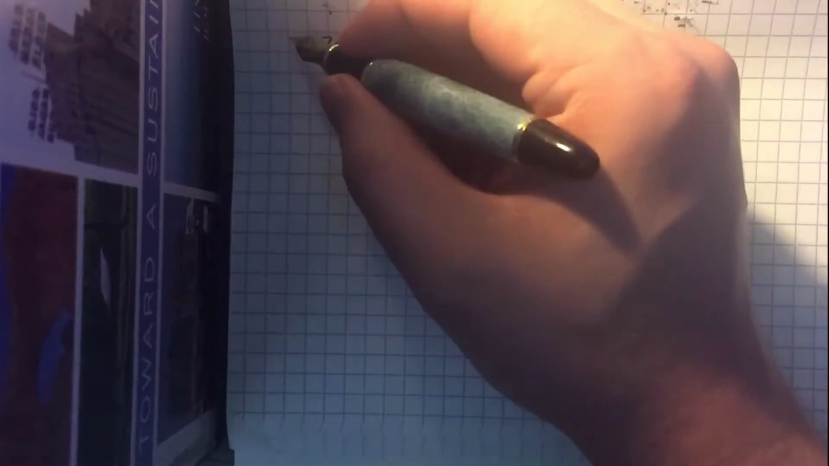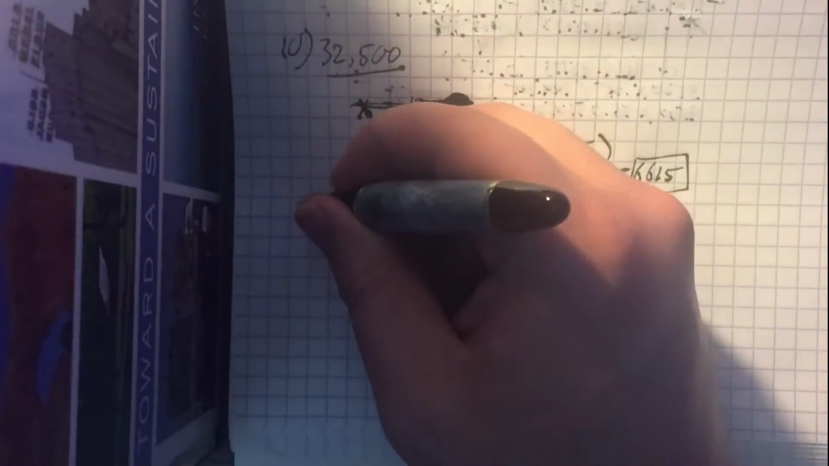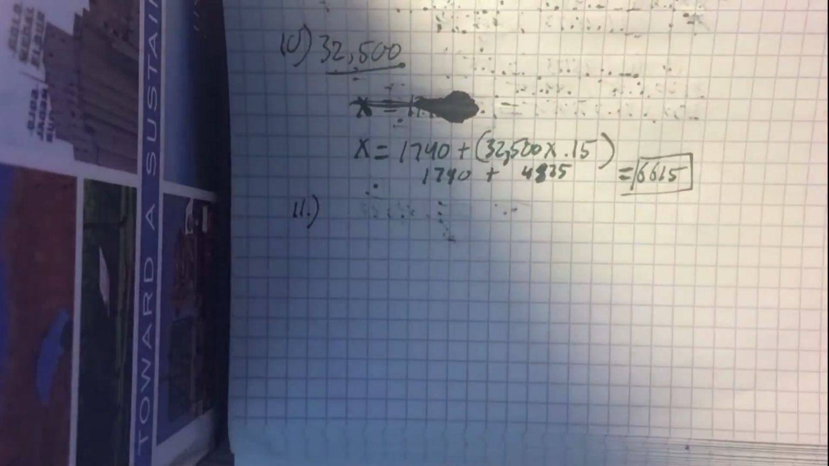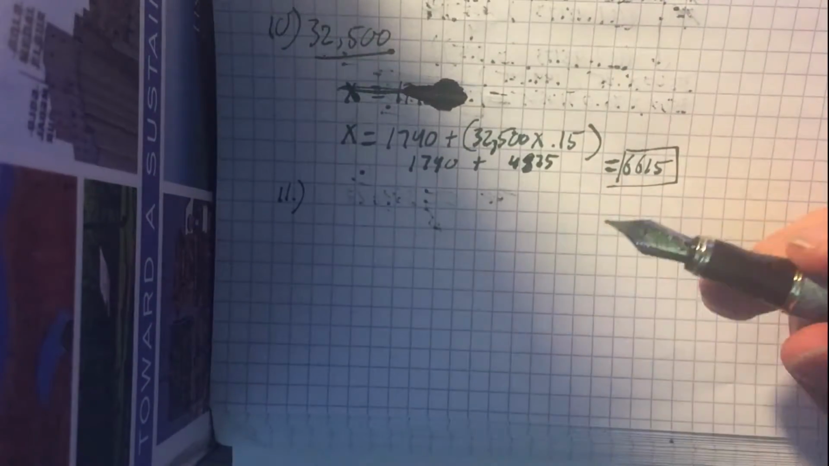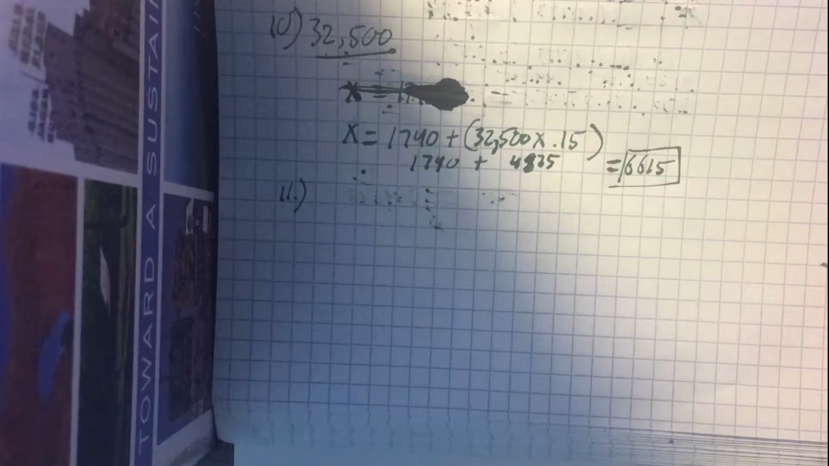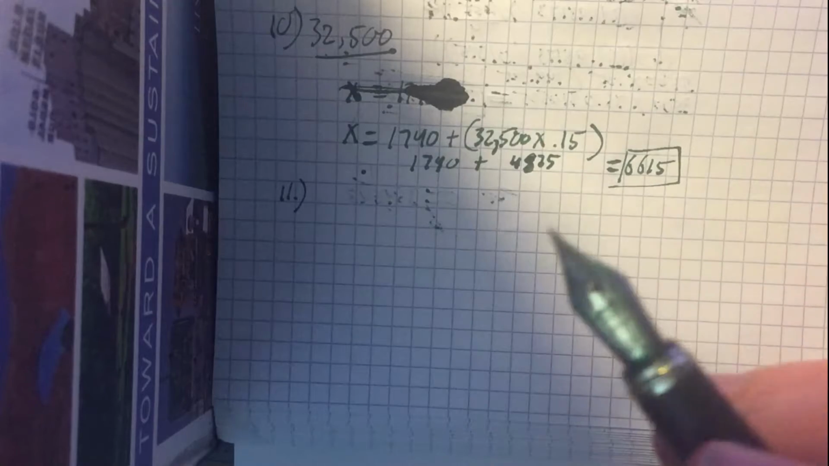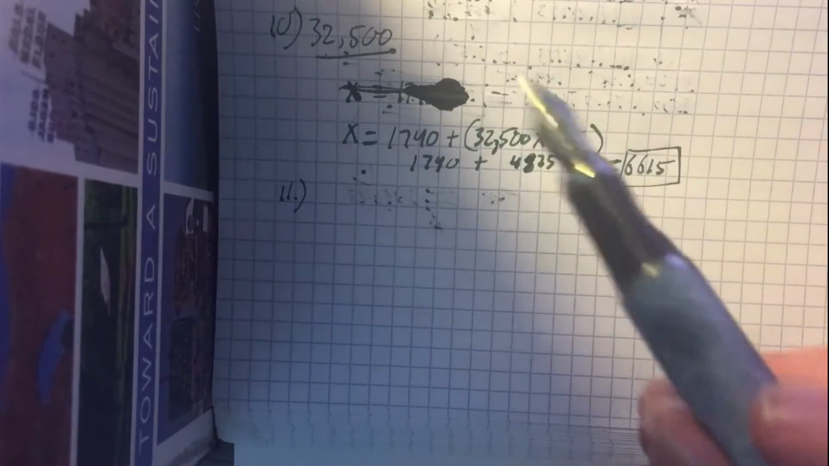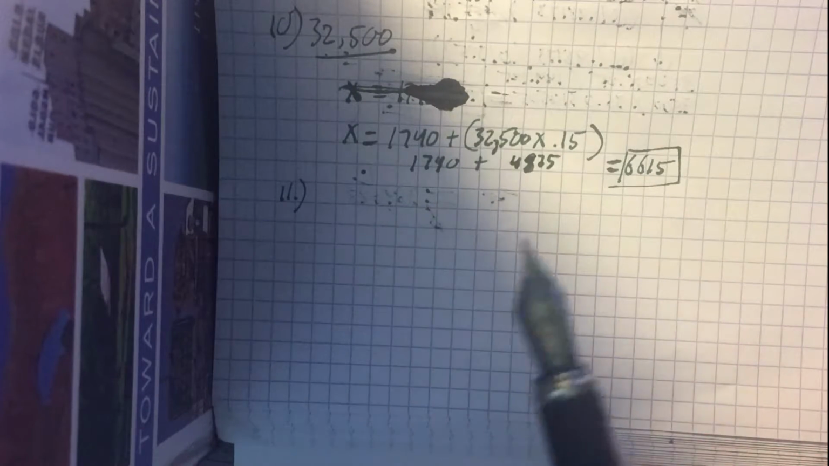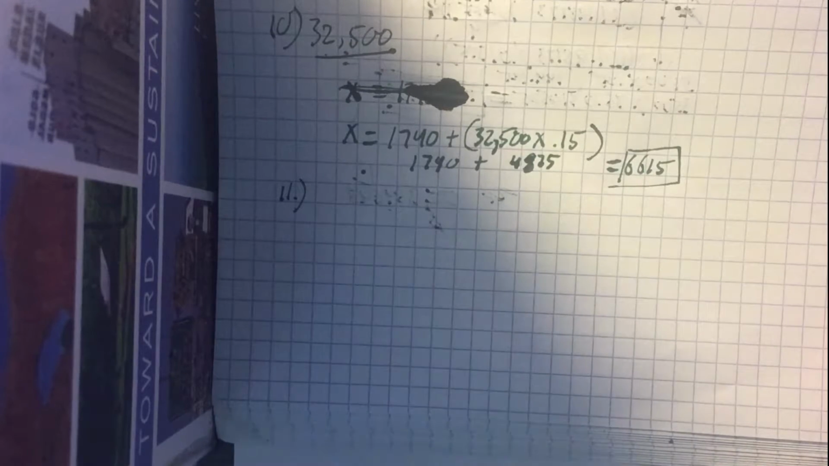So 11, I'll write that down. Number 11 is very similar, but now you're dealing with a single person, where the numbers are a little bit different. It says Nathan is single and earns $19,560 per year. What is his weekly federal withholding? Now, that's where it gets interesting.